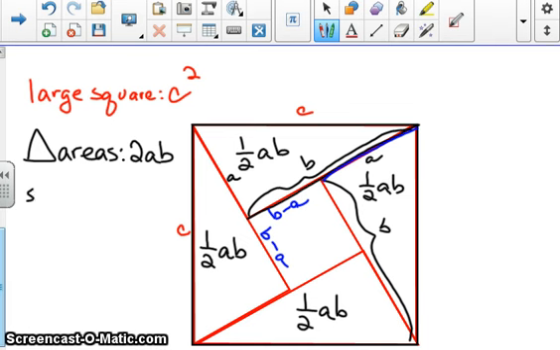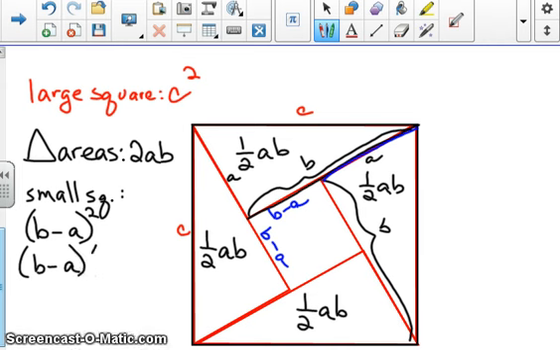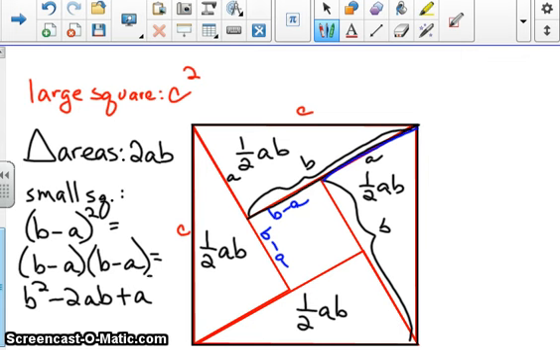So what I have inside is a little square, and its area is B minus A squared, or B minus A times B minus A. Well, if you use FOIL, multiply that out, what you get is B squared minus 2AB plus A squared. Again, what's inside the large square should equal the area of the large square. So let's look at that.